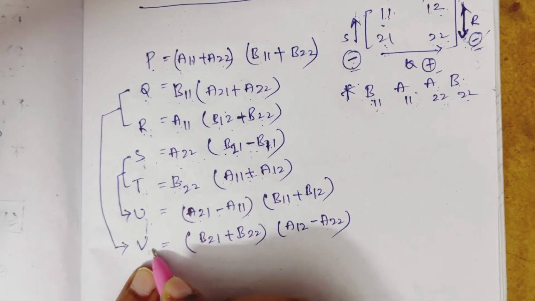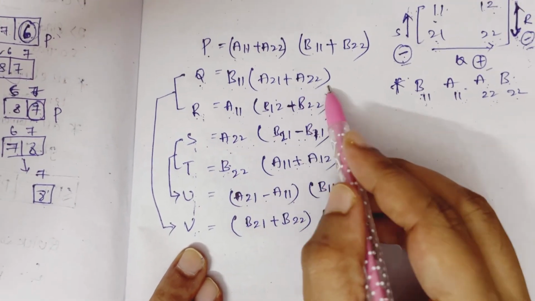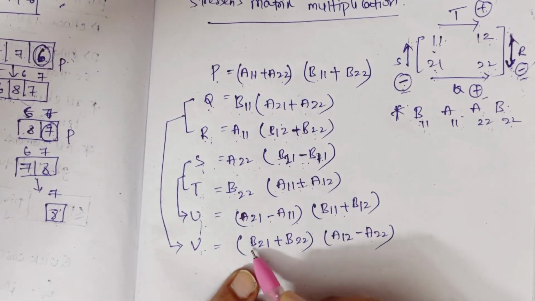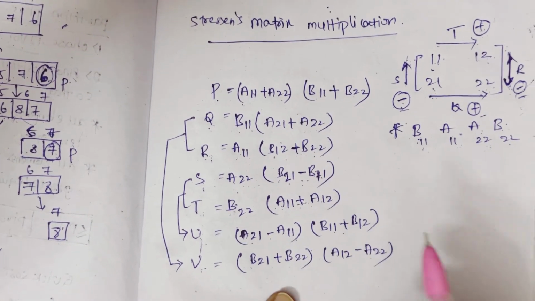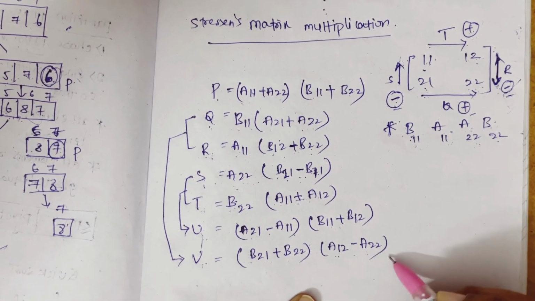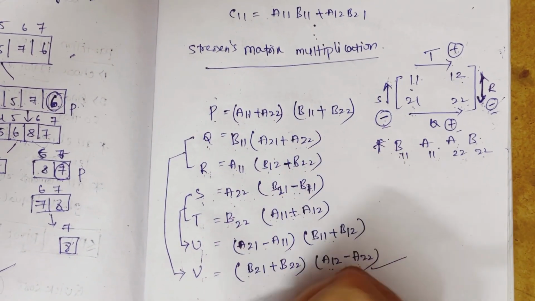Likewise V. The V value is from Q and R inner braces. A21 A22 is there, so A is replaced with B: B21 plus B22. Then B12 B22, so B is replaced with A: A12 minus A22. So this is calculating P, Q, R, S, T, U, V.